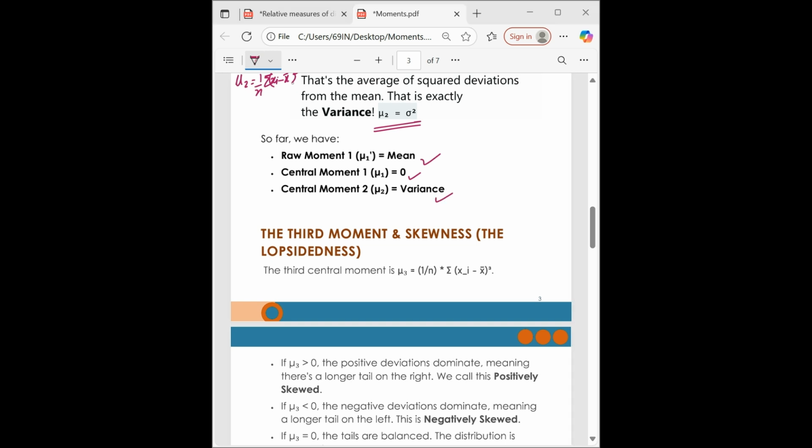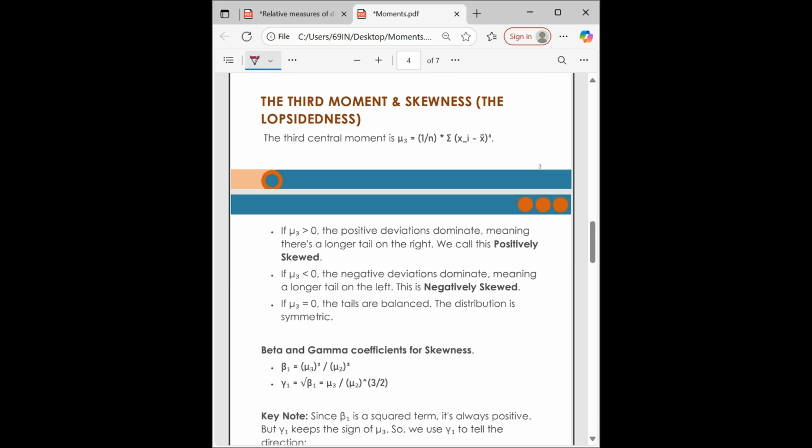But the magic doesn't stop there. This is where the shape of the distribution really comes into focus. Now let's go beyond variance and meet the third and fourth central moments. These are the stars of the show when it comes to describing shape. The third central moment is this mu3. Let me write: mu3 is equal to 1 by n into summation (xi minus x bar) whole cube.